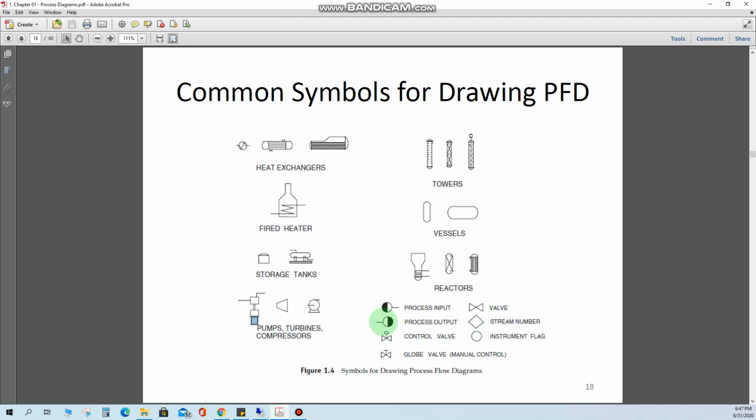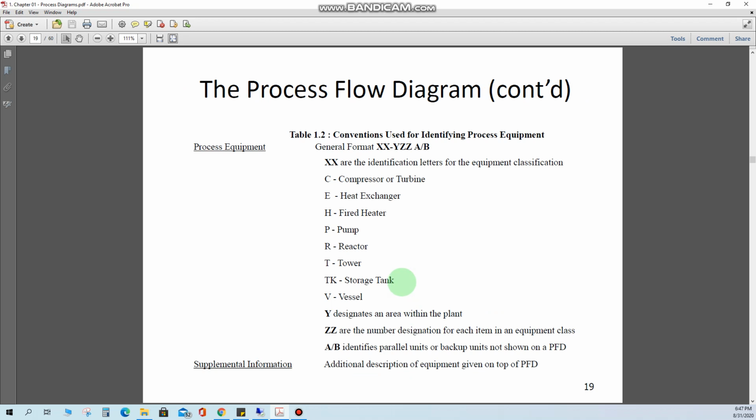The same goes for the process input streams and process output streams. If there is a control valve in the system, a globe valve, this diamond shape symbol represents the stream number. This circle shape represents the instrument flag. We will see how we can tag those equipment and what conventions we can use. Now this is the general format of designating any of the equipment.